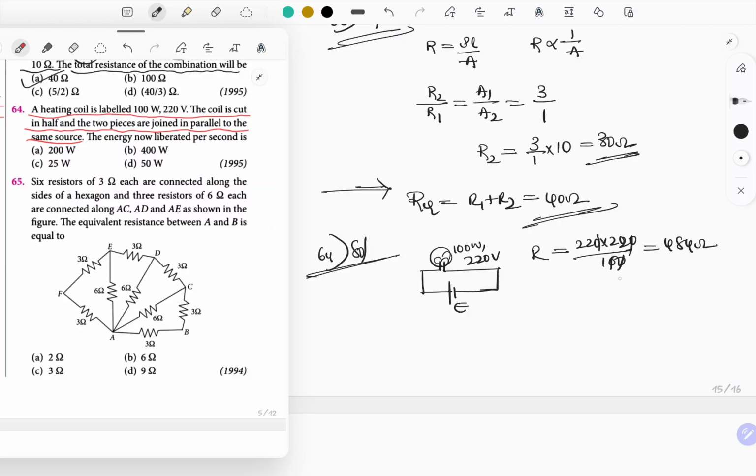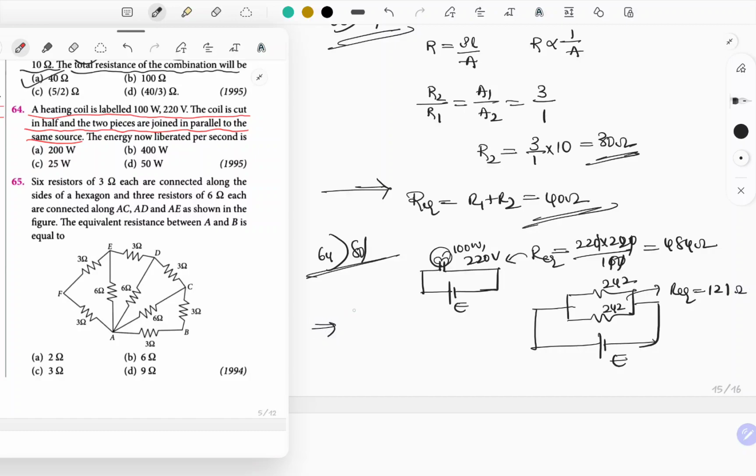And after cutting, they are connected in parallel. This combination is connected to the same supply voltage, which is E. This is going to be 242 and this is 242. In this case, the equivalent resistance, right now, is going to be 121 ohms as they are connected in parallel.